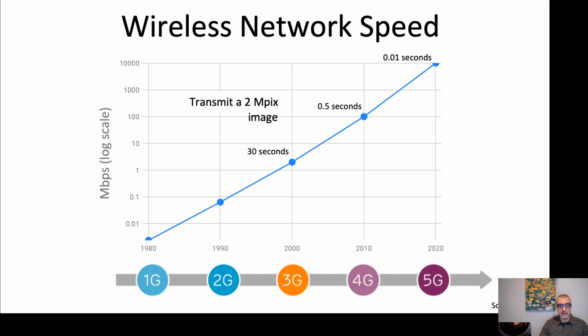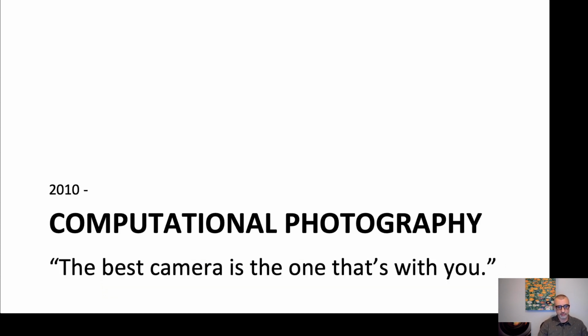So I think 2010 in this brief history was a really critical point in time where this transition happened from small devices with bad cameras and small screens to larger devices with very good cameras and very high resolution screens. And so this brings us to the point where we're going to talk about computational photography. And at this point, the mantra became the best camera is the one that's with you.